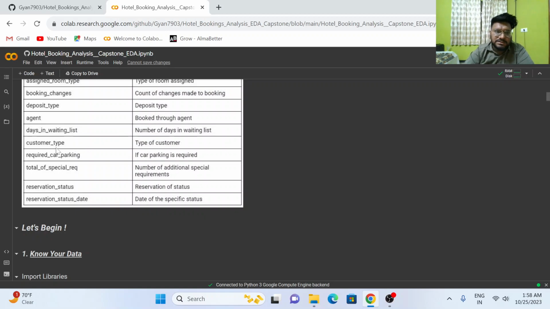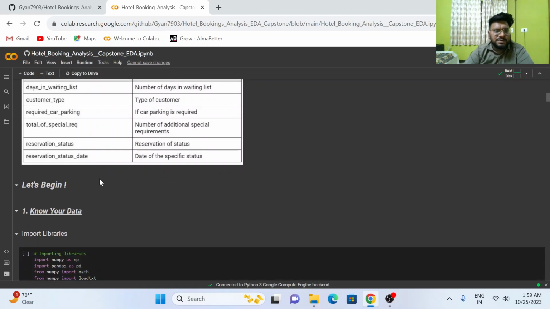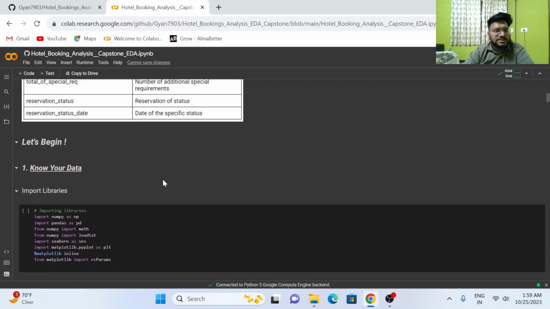Days in waiting list will be the number of days in the waiting list, and the next will be the customer type, the type of customer. Required car parking spaces will be whether car parking is required or not. Total number of special requests will be the number of additional special requests that have been made. Reservation status will be the status of the reservation. The next one will be reservation status date, which would be the date of the specific status. So now let's begin.